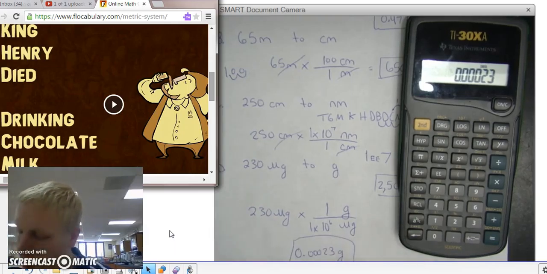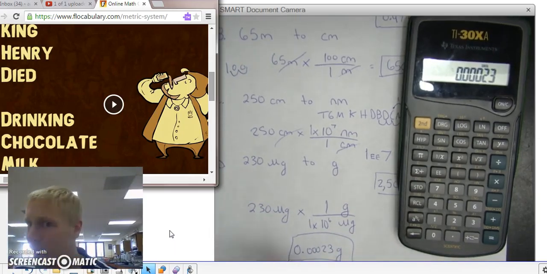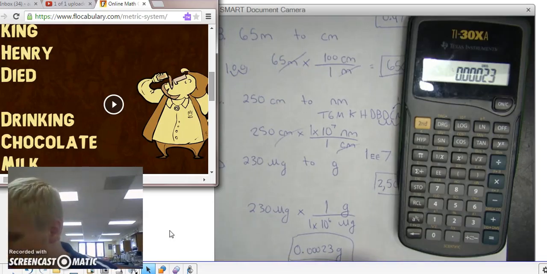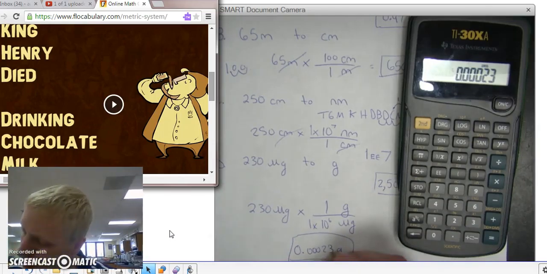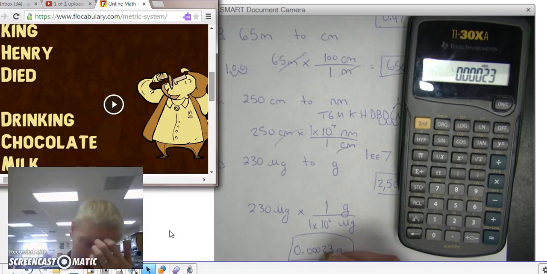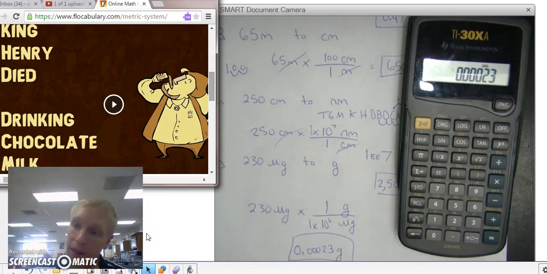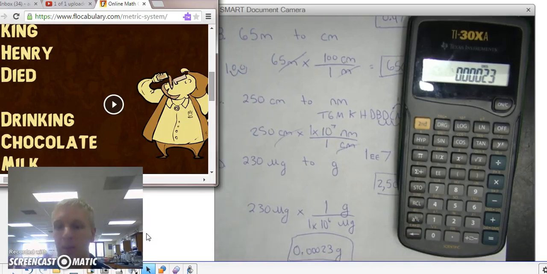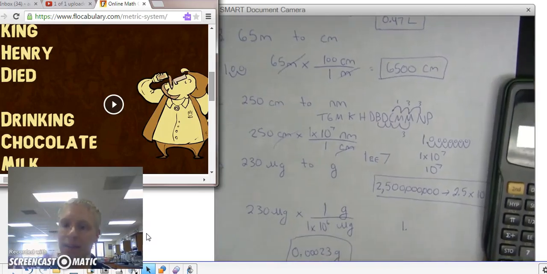That is an acceptable answer, but what if we need to put this in scientific notation? It's nice to put in scientific notation because then you don't have so many zeros. 2.3 is a number greater than 1 and less than 10, so I'm moving my decimal, starting where my decimal is right here, 1, 2, 3, 4, times 10 to the negative 4. It's a negative exponent because it's smaller than 1. If it was a number greater than 1, it would be a positive exponent. And it's grams. So that is another acceptable way of writing the answer.